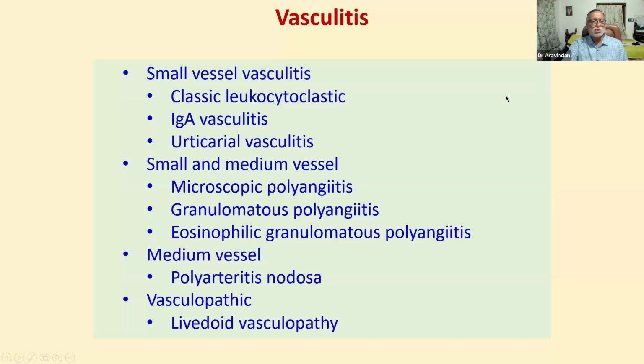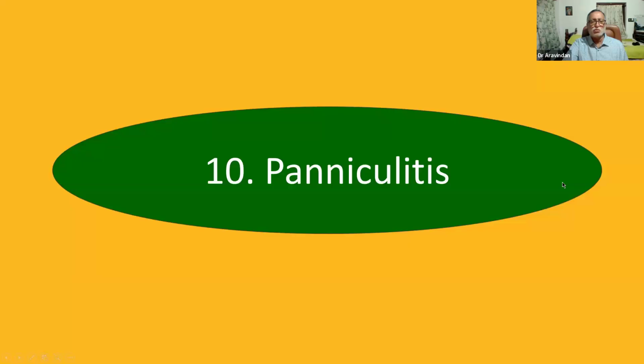This is a description of the vasculitis: small vessel, small and medium vessel vasculitis, and vasculopathic lesions, various kinds of diseases that can occur. In all of this, workup is extremely important. You have to do ANCA, other antibodies, autoimmune workup. Everything has to be done in these cases.